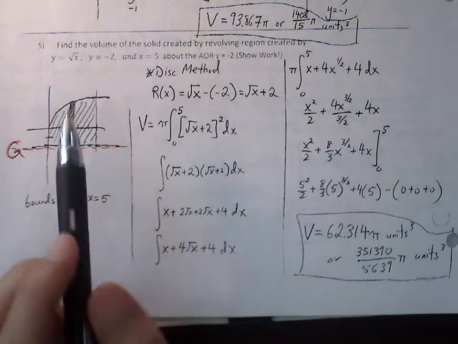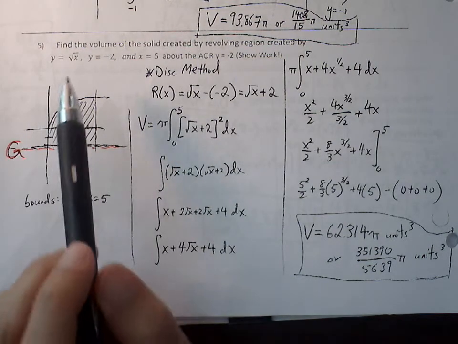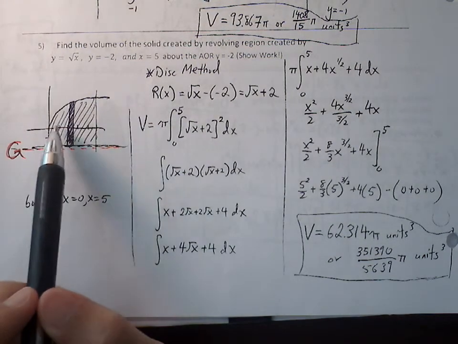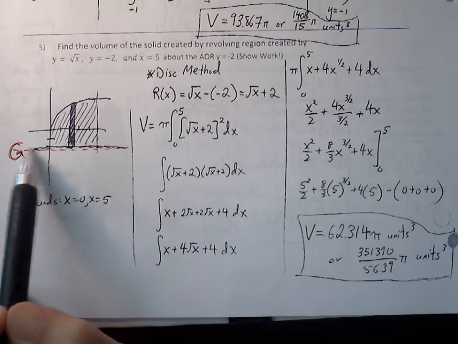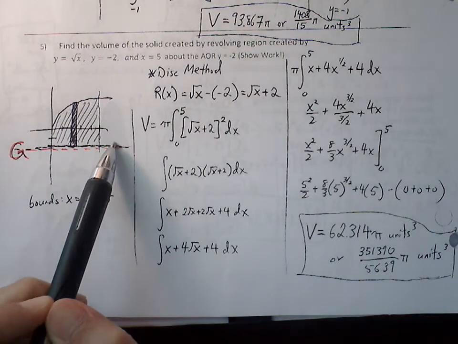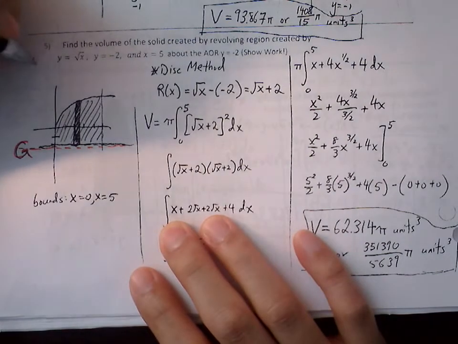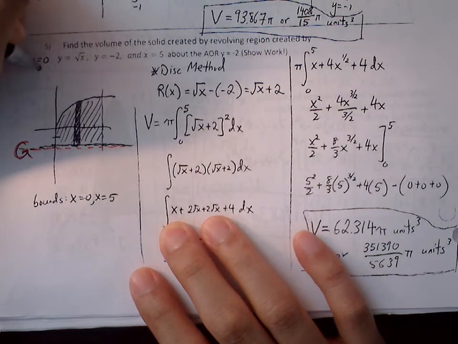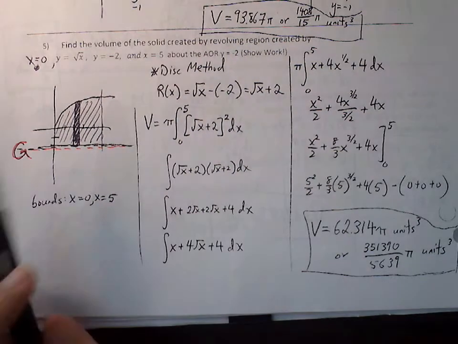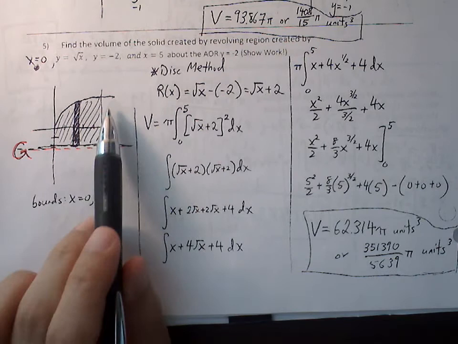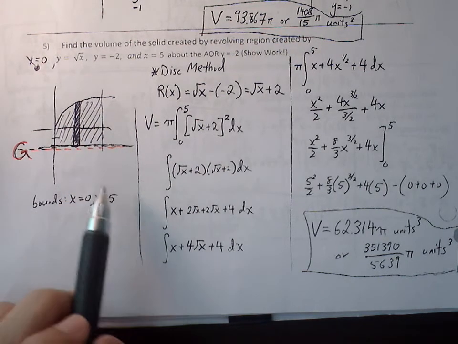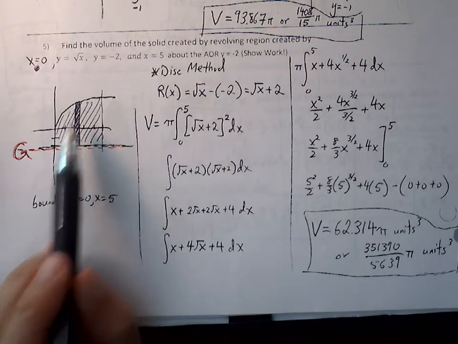All right, number 5, we have a shaded region that's created by y equals square root of x, y equals negative 2. I meant to also say x equals 0 is also a boundary here. And y equals negative 2 and x equals 5. So we have our shaded region.